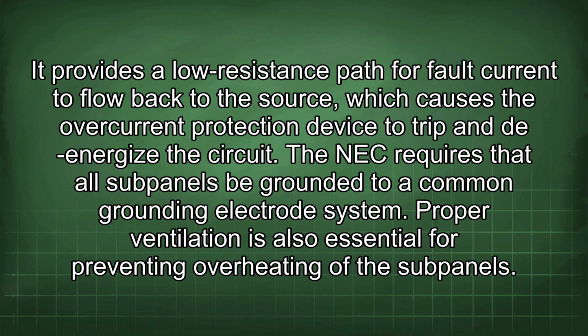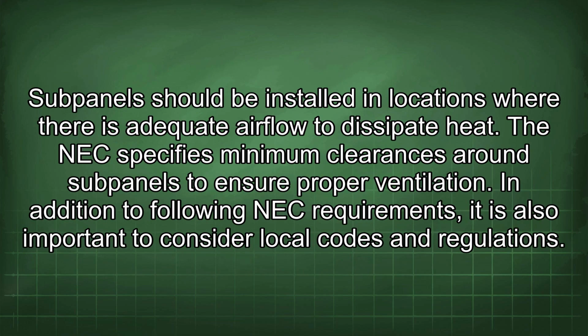The NEC requires that all subpanels be grounded to a common grounding electrode system. Proper ventilation is also essential for preventing overheating of the subpanels. Subpanels should be installed in locations where there is adequate airflow to dissipate heat. The NEC specifies minimum clearances around subpanels to ensure proper ventilation.